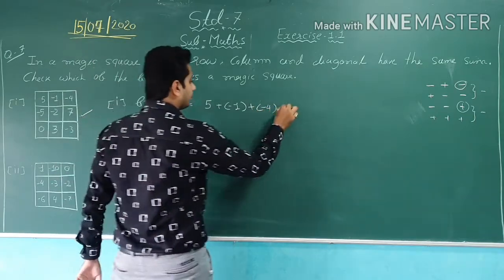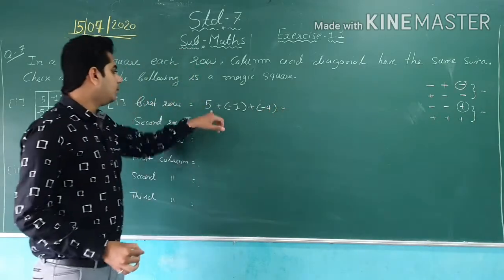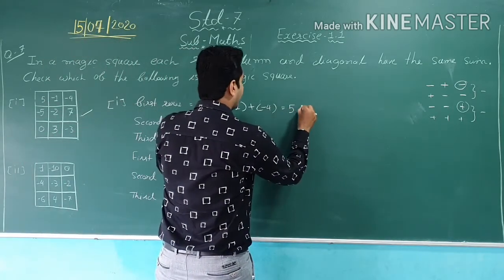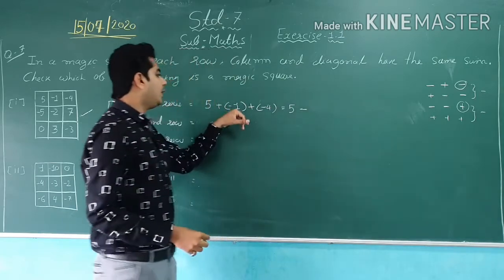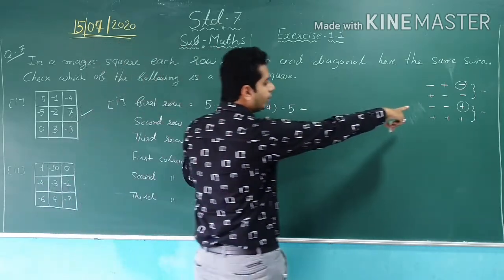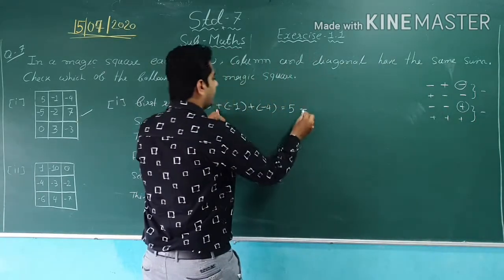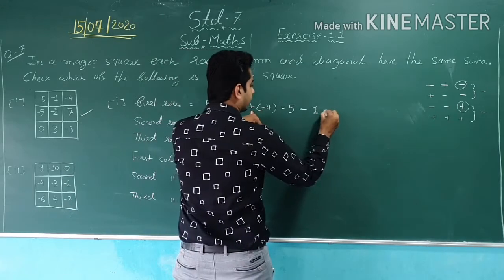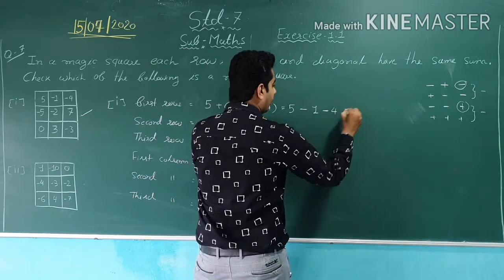Now it is equal to, what do I have to do? I have to just remove the bracket first. So 5 plus, here it should be plus or minus. See, minus plus is what? According to our rules, minus plus is minus. So minus 1. Again minus plus, so it is minus 4.